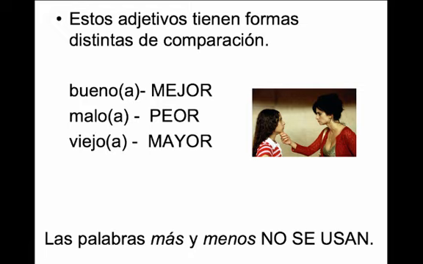And there are two more. Viejo, más viejo we wouldn't say, so instead it becomes mayor, older. And joven, to say younger, it becomes menor. We would never say más viejo or más joven. So estas palabras más y menos no se usan. Never use más o menos with these four words.